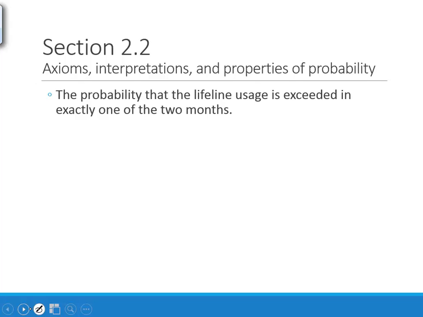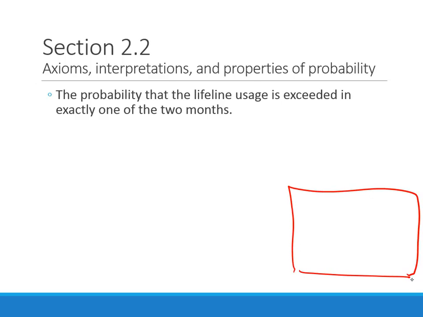Okay. Slightly more complicated here. Let's find the probability that the lifeline usage is exceeded in exactly one of the 2 months. So I'm going to draw a picture. We'll see if we can pick out the correct shaded area. So this is event A, this is event B. It's our sample space. So if I want the probability that the usage is exceeded in exactly one of the 2 months, what would my shaded area on this Venn diagram be?